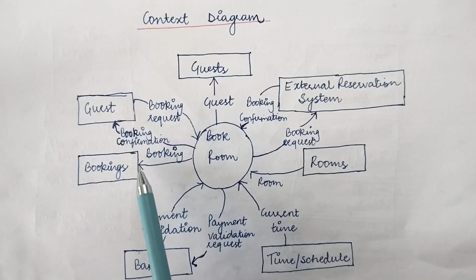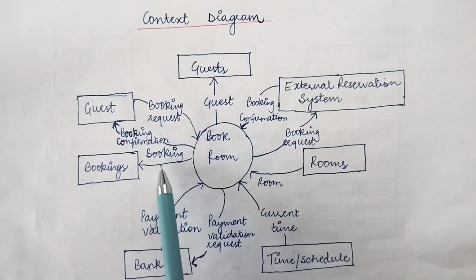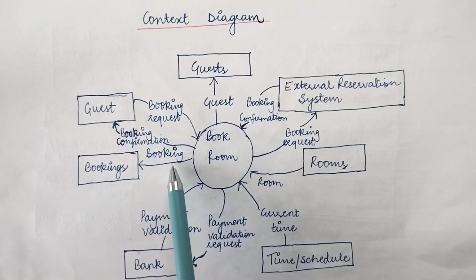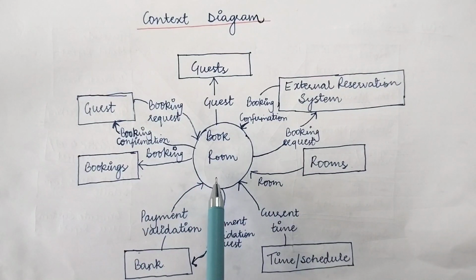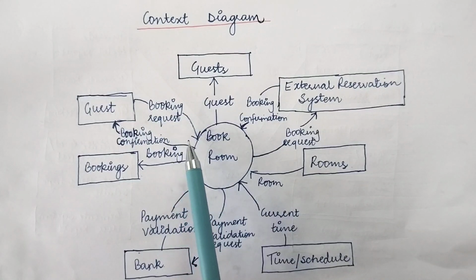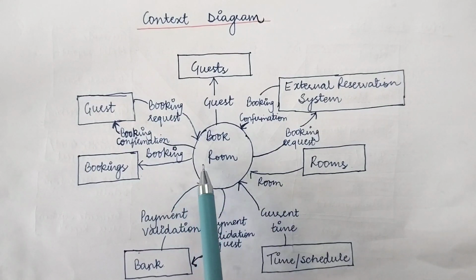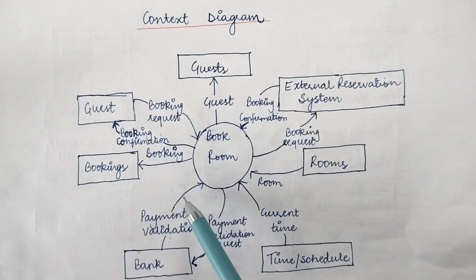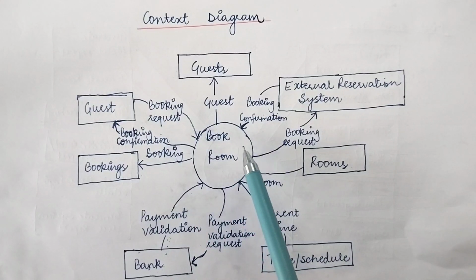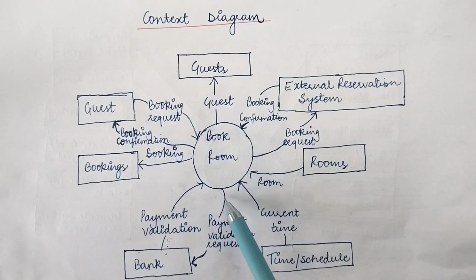Similarly, booking is again an external entity, and what it does is finally book the room. That means you are booking the room for yourself in that particular hotel. When the booking confirmation has been received, you are finally booking the room. In that case, you have to make the payment through some bank. So first of all, the payment validation will go from the hotel to the bank, and then the payment validation request will be received by the bank, which will do the final payment.